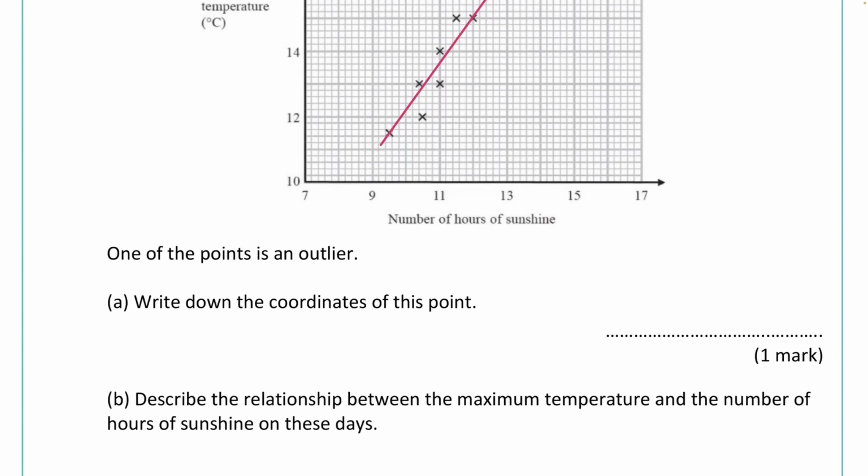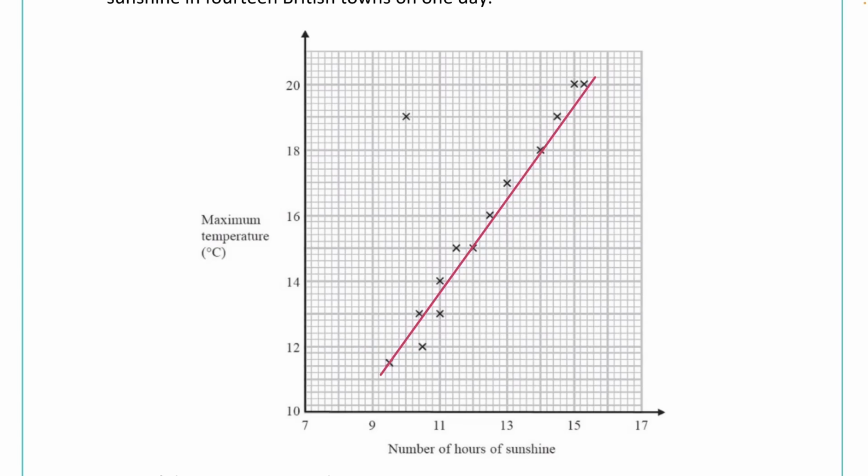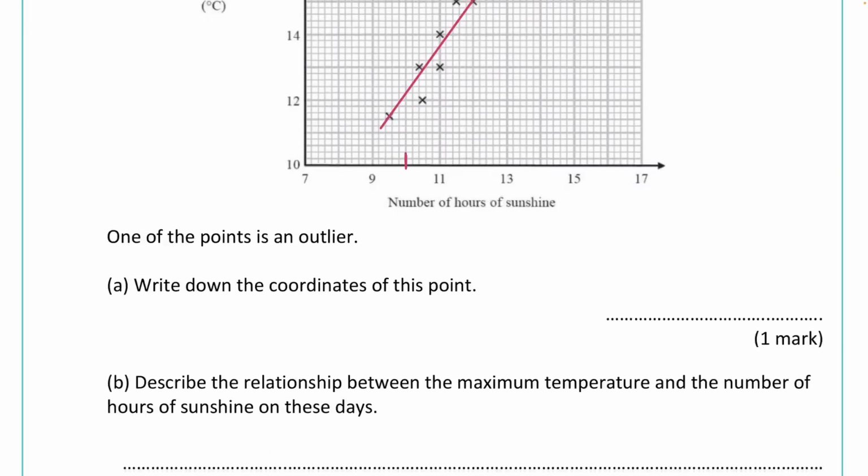So it says one of the points is an outlier. Write down the coordinates of this point. So clearly we can see there is a point over here, which is far away from the line of best fit, and we want to get the coordinates of that. So down the bottom, that's at 10, and to the side, that's at 19. So the coordinates for that would be 10 and 19.